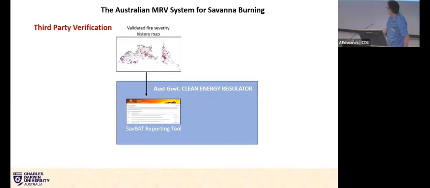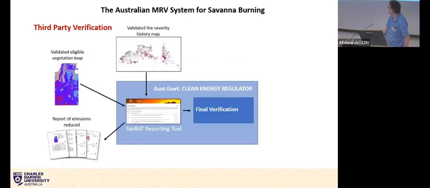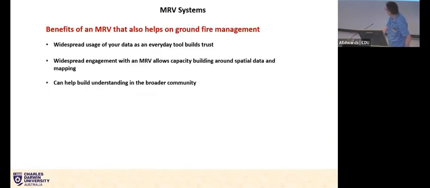And it then goes to the third party verifier. That's what you might have heard, SAVBAT. And so those accurate fire scars go into SAVBAT. Just finally, we've ended up with an MRV system that is not just an MRV that reports to the independent verifier. It is also an MRV that is used regularly by all of the fire managers across the Savannahs.